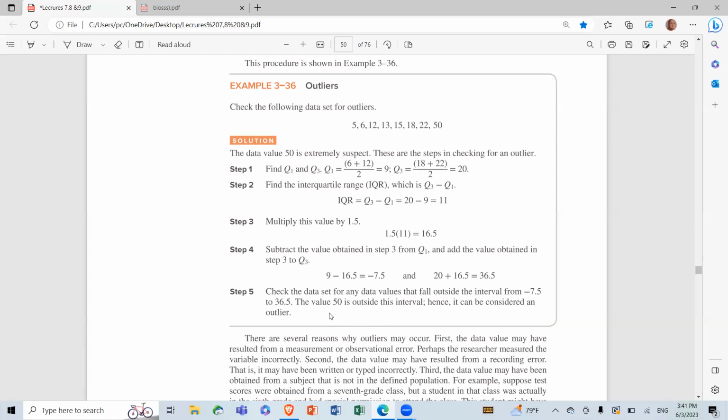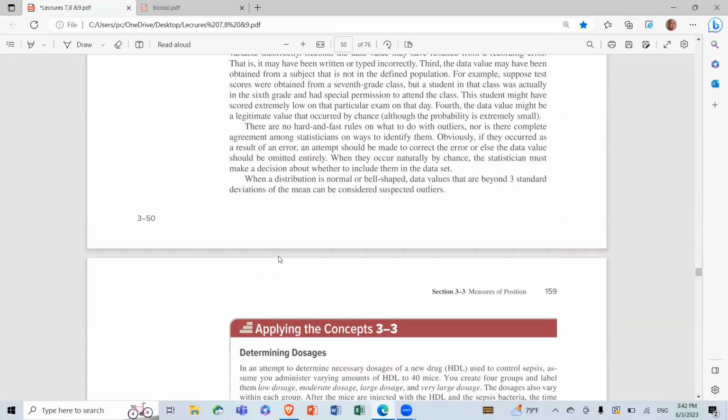The rule: check the data set for any data values that fall outside the interval from minus 7.5 to 36.5. The value 50 is outside this interval. That means the number 50 is not between minus 7.5 and 36.5. Hence it can be considered as an outlier. We can call it an outlier because it is very far from the rest of the numbers, which are 12, 13, 15, 18, 22. It is very far from them. Okay.